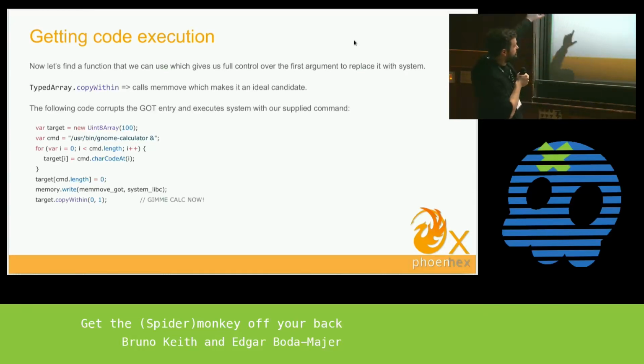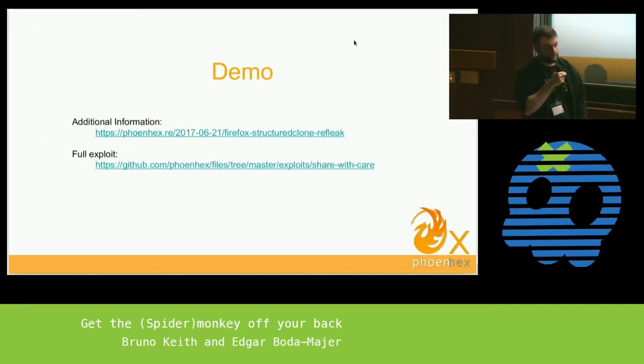So by using the small snippet of code that you see here, we create a typed array. We write the bytes of the command we want to execute to that typed array. And then using our arbitrary write primitive, we just replace memmove with the address of system. By calling copyWithin, it will actually call system with that string. And Edgar is going to be doing a demonstration of that now.